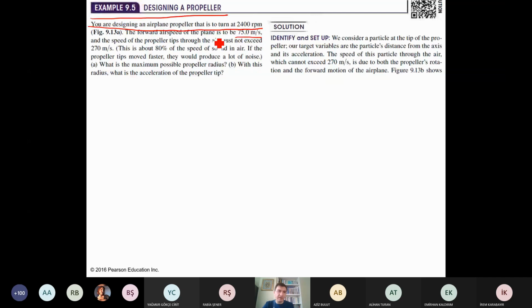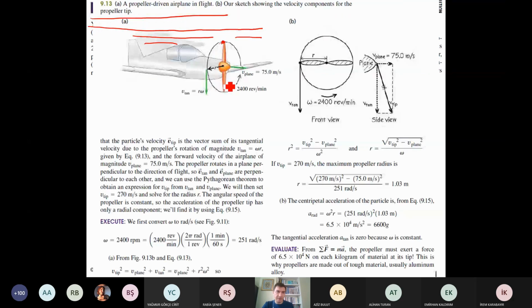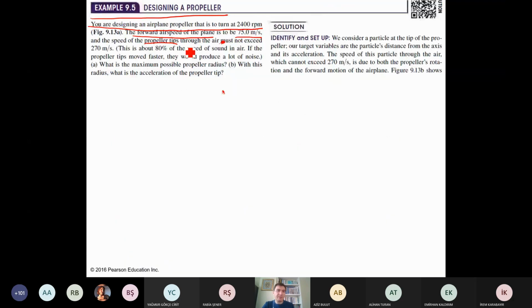The forward airspeed of the plane is to be 75 meters per second. This is the forward speed of the plane, and the speed of the propeller tips through the air must not exceed 270 meters per second. What is the propeller tip? This is the propeller tip. The speed of the propeller tips through the air must not exceed 270 meters per second. This is about 80% of the speed of sound in air.